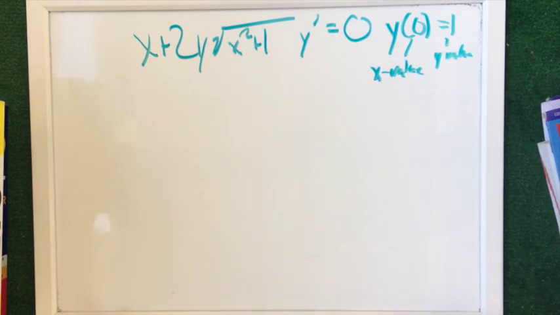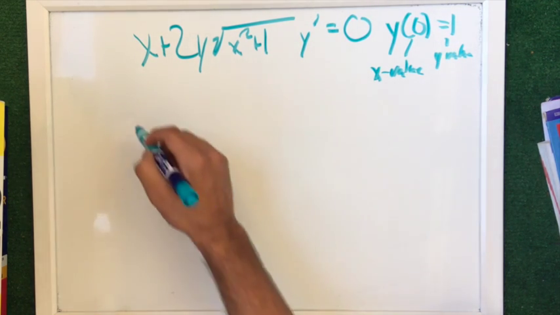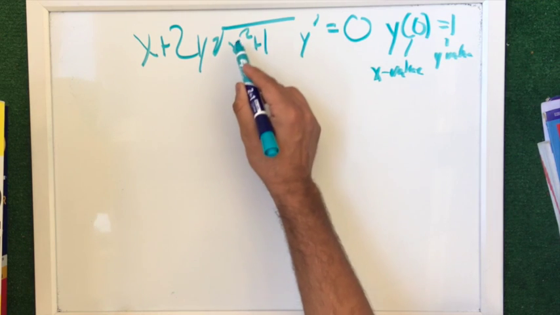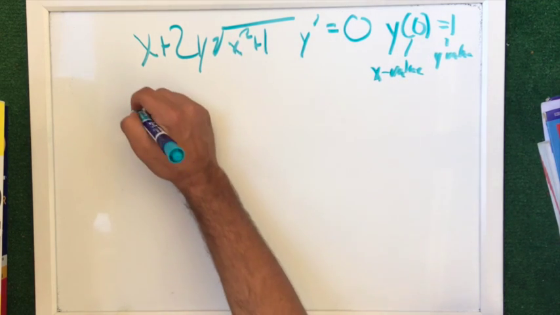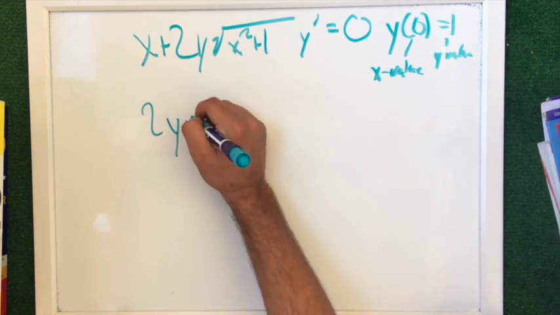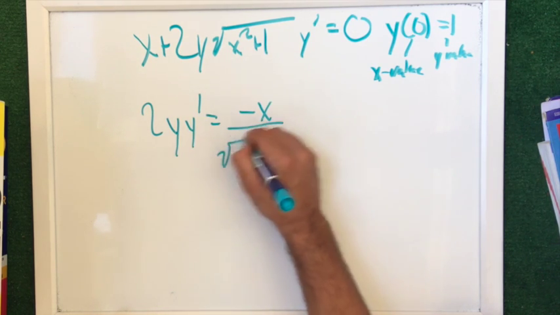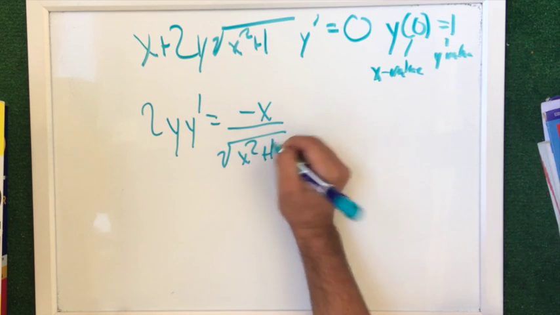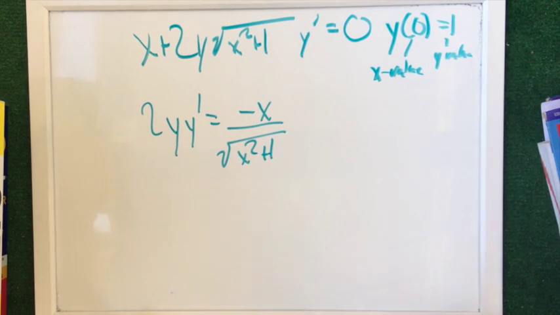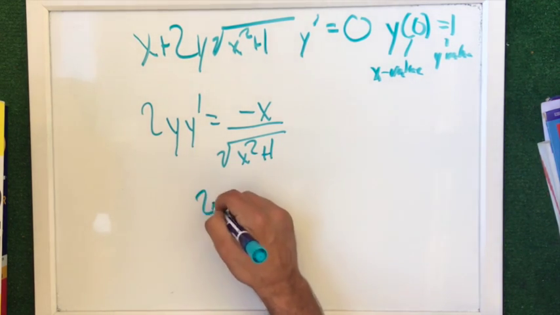But first we want to separate the equation and take the integral of it. So what we can do is subtract an x and divide by square root of x squared plus 1. So we get negative x over square root of x squared plus 1. Then we want to substitute dy over dx for y prime.